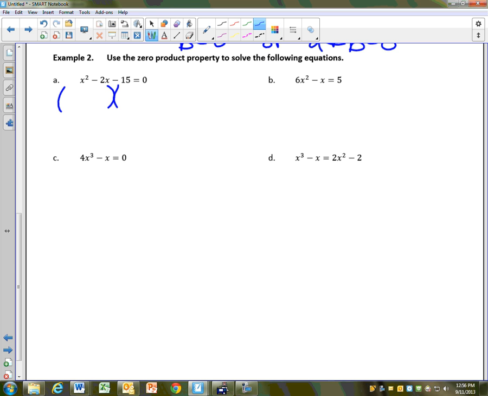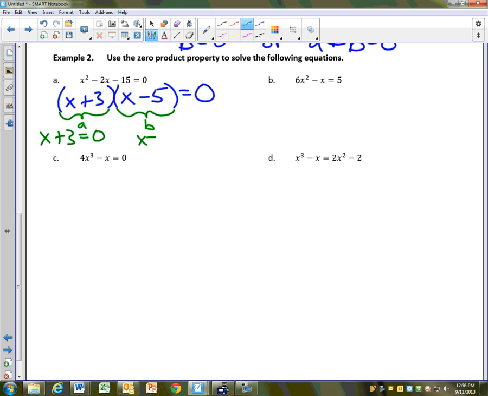How does this factor? Good. This part right here represents my A. This part right here represents my B. So either A equals 0 or B equals 0. So you solve both of them. From the beginning, the exponent is 2, so I know there are 2 solutions. So x is negative 3 or positive 5. Those are my 2 solutions. How many solutions are there for letter B? There are 2 solutions.